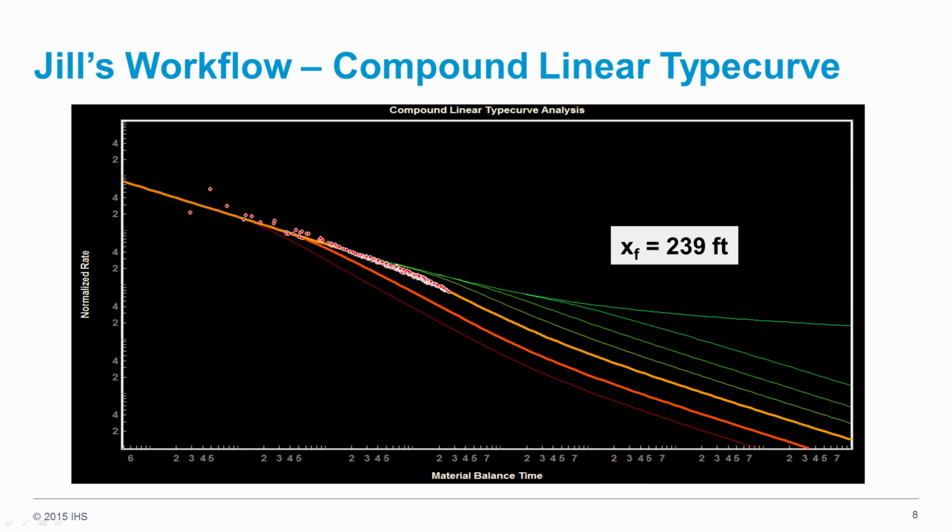Now, Jill has approached this problem slightly differently. She's used our compound linear type curve to generate an estimate of fracture half-length. This looks like a pretty good type curve match. Xf coming from this type curve match is 239 feet.